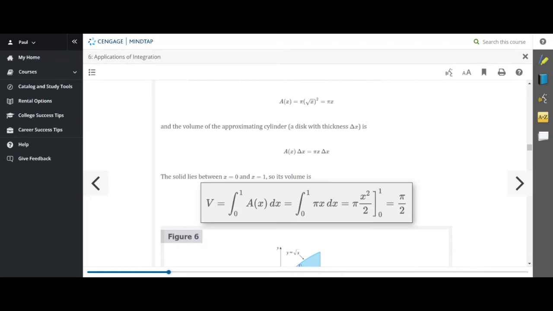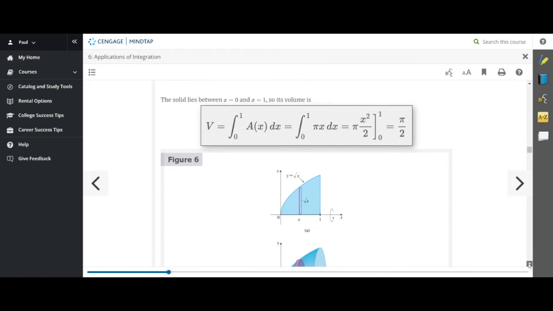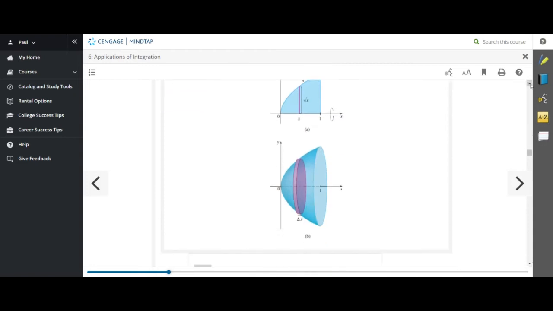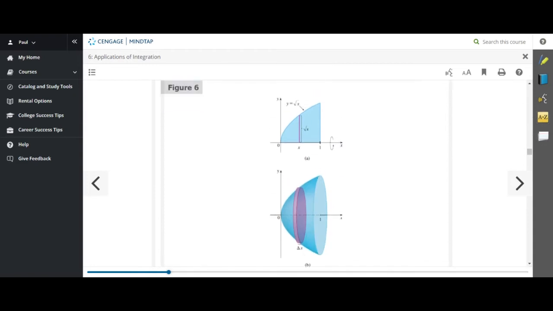So this is an introductory example to section 6.1. And it's absolutely amazing, I think, that we know the volume of that bowl there in figure 6, that the volume of that bowl is equal to pi divided by 2, whether it's cubic inches, cubic feet, whatever. Are there any questions on this?